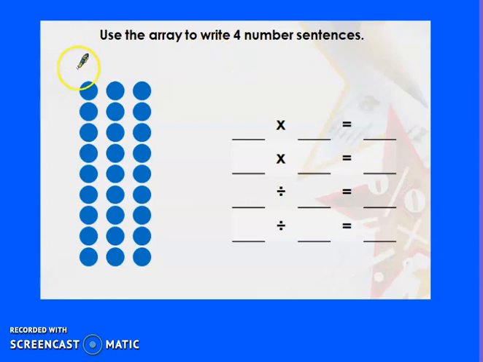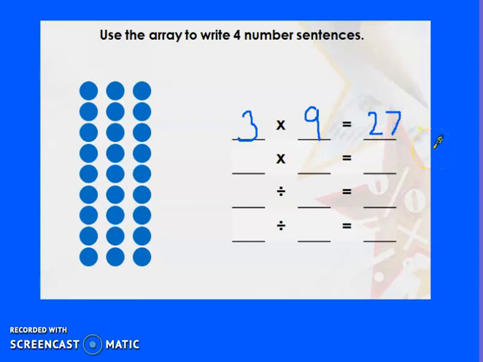What does it show us? Let's go down first. So we've got 1, 2, 3. So the first number is 3 lots. 3 lots of how many? Let's count. 1, 2, 3, 4, 5, 6, 7, 8, 9. 3 lots of 9. And we know that 3 times 9 equals 27. We should know that by now. We've practiced it lots this week.